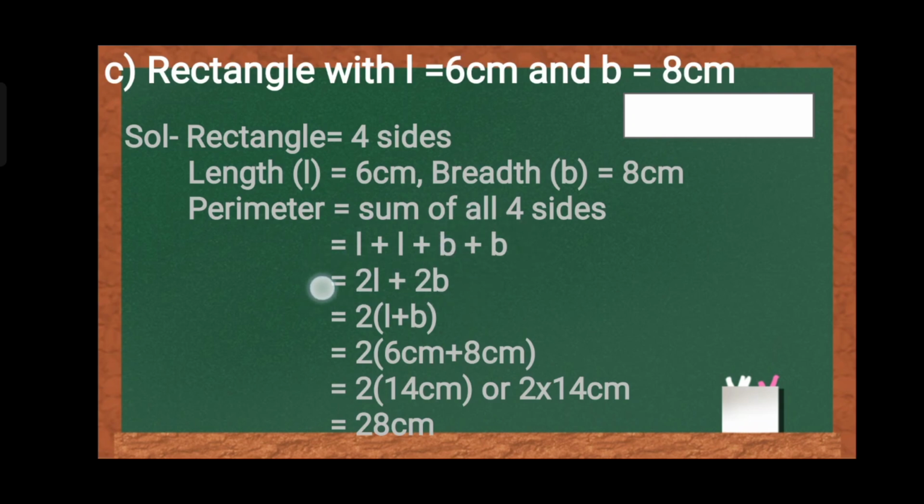So 2L plus 2B. And what we'll do, we'll write the 2 only one time and in brackets we will add this length and breadth. Now we will put the values of length and breadth. 2 in brackets 6 centimeter plus 8 centimeter. When we add 6 and 8, we'll get 14 centimeter, or we can write it as 2 into 14 centimeter. So 14 2s are 28 centimeter.